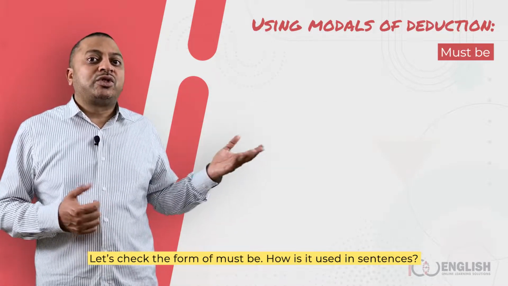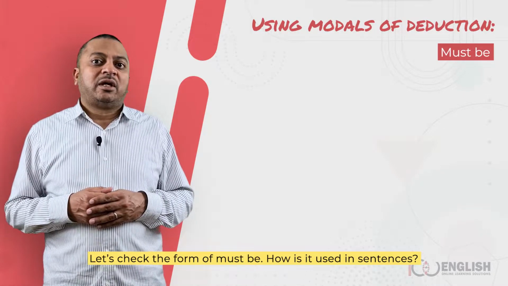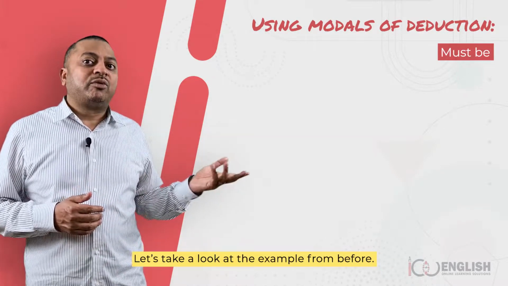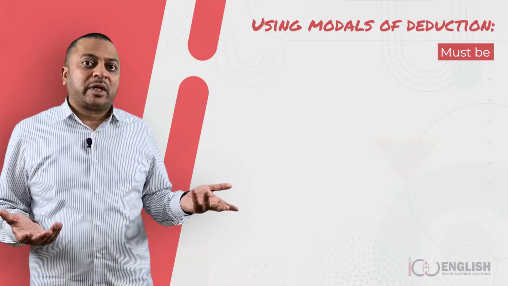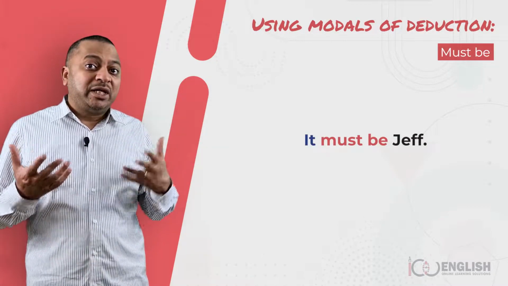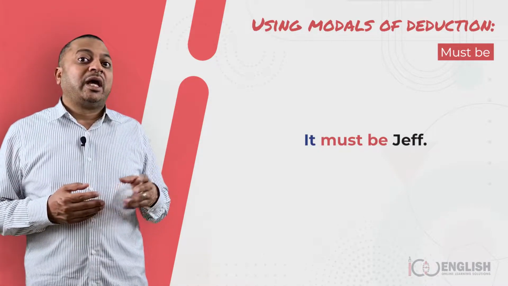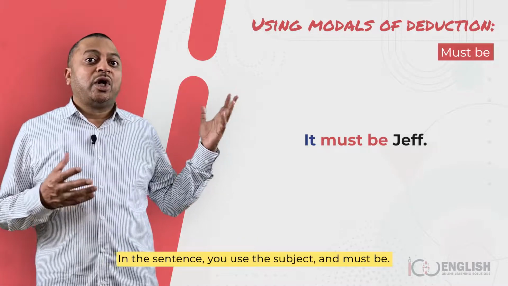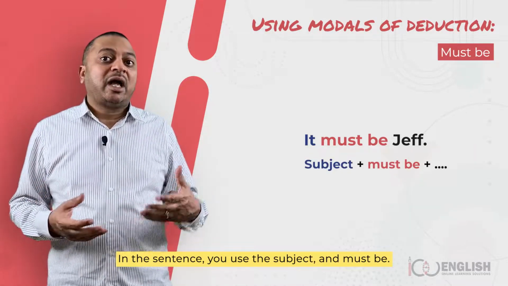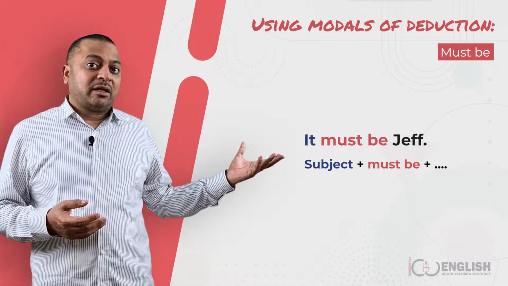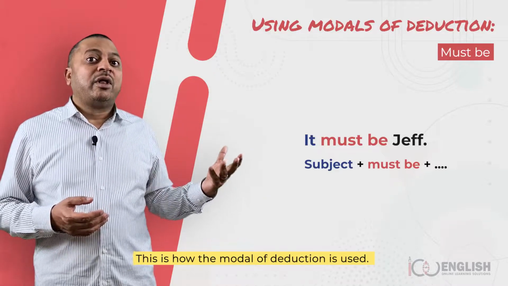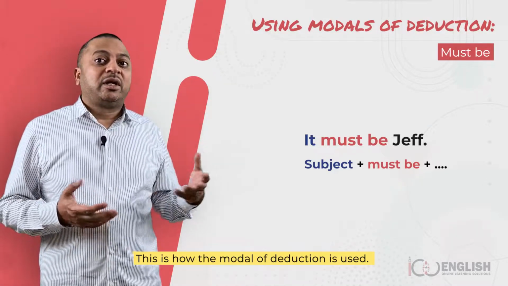How is it used in sentences? Let's take a look at the example from before. It must be Jeff. In the sentence, you use the subject and must be. This is how the modal of deduction is used.